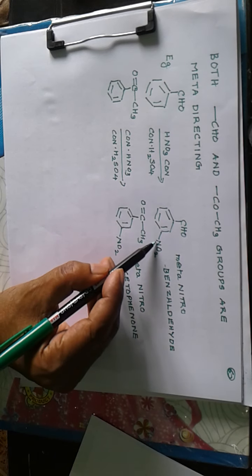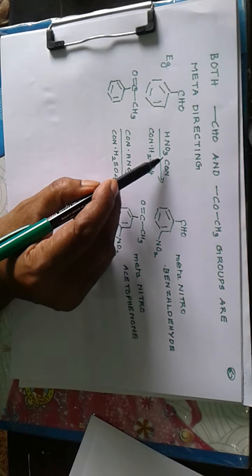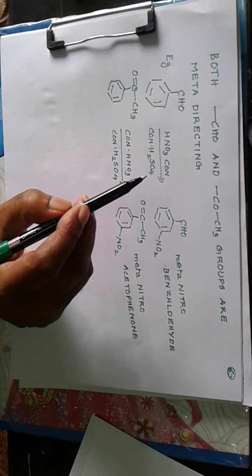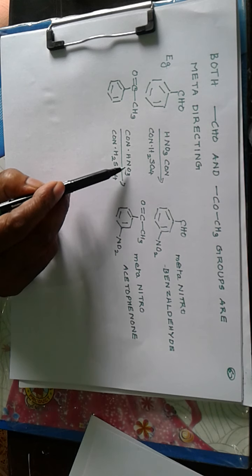So on nitration of benzaldehyde with concentrated nitric acid and concentrated sulfuric acid, we get meta-nitrobenzaldehyde, and acetophenone on nitration with concentrated nitric acid and concentrated sulfuric acid, we get meta-nitroacetophenone.